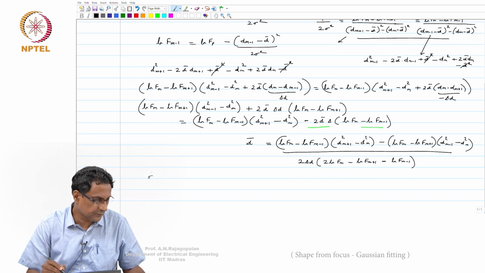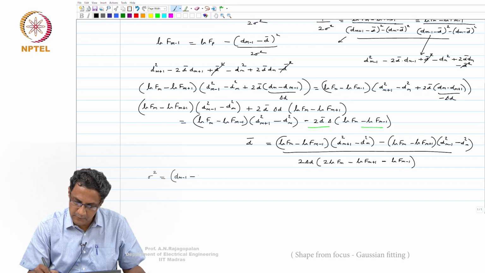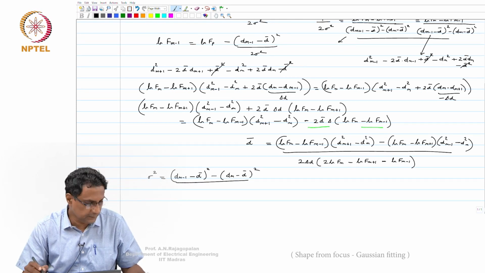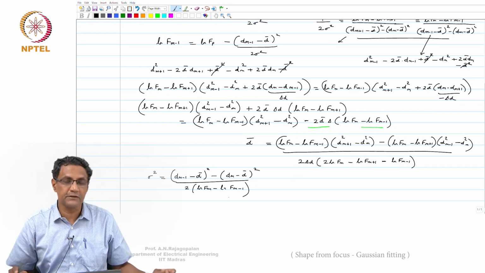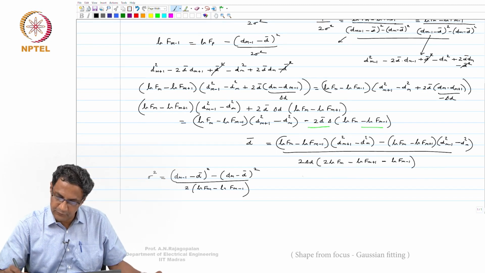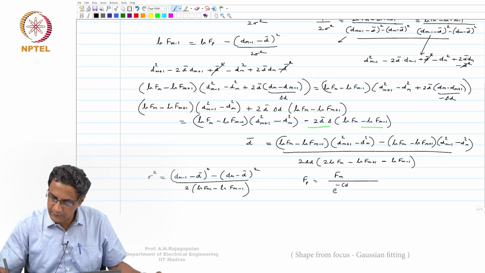So sigma square is equal to dm minus d bar square upon 2 times, you can use either of the two, I am just writing one of them, ln of fm minus 1. And then you can also use the very first expression that you wrote for fm in terms of fp, use that to get your fp. fp is equal to fm upon e raised to minus of dm minus d bar square by 2 sigma square.